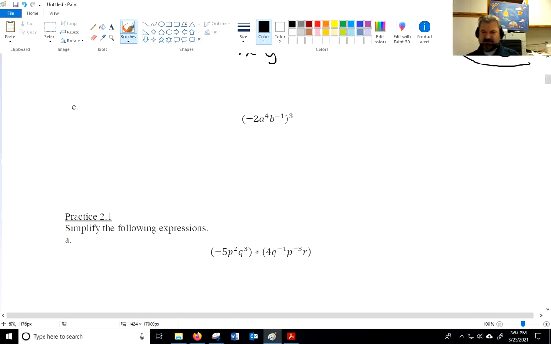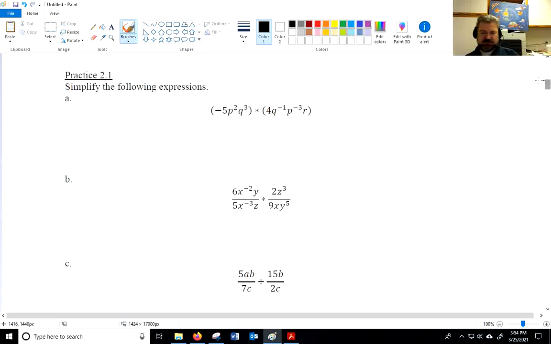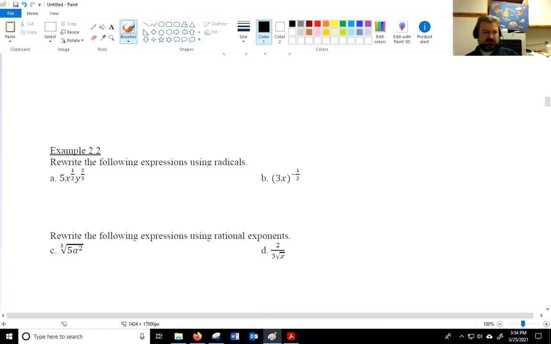And on the next one, I've got a negative number inside parentheses, but to an odd power. So it's actually going to stay negative. So this will be negative 8, a to the 12th, b to the negative third. And I've asked you to rewrite where there's no negative exponents. Not that it's better, it's just good practice to know how to handle that and what it means. So if you would please work these practice problems, practice 2.1, and then we'll go over it.